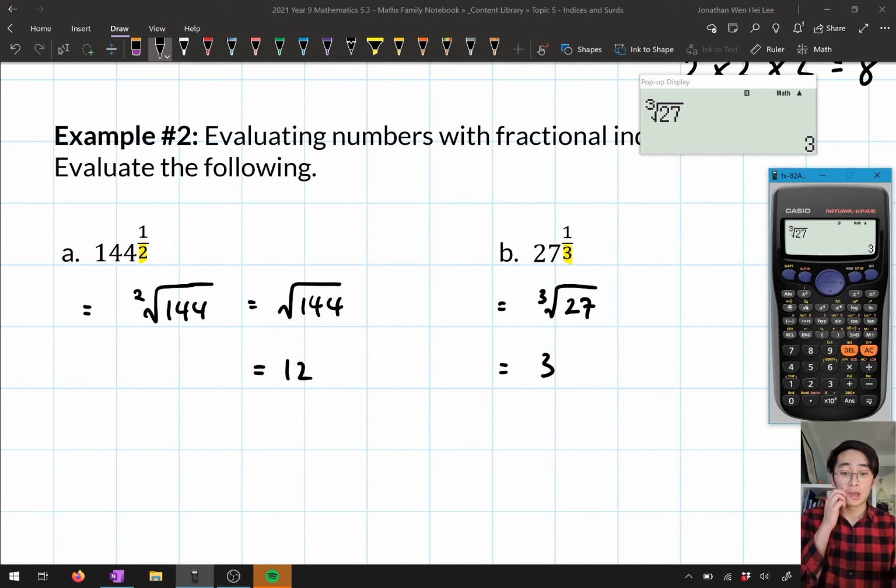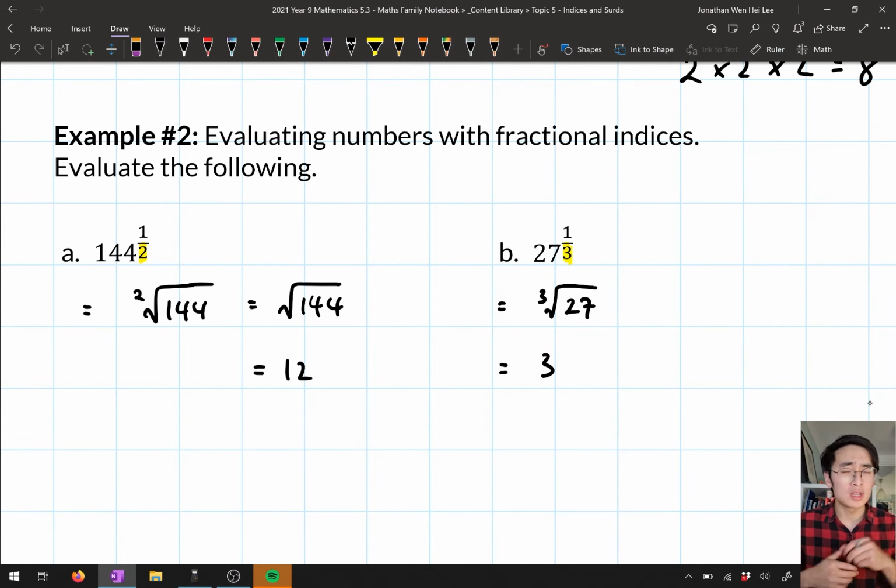So there we go. Sometimes when you get given a number with the fractional index or indice, you can actually evaluate it, particularly when you notice that it's a cubed number or a square number. So those are the ones that we want to look out for in particular. Okay, so here we were able to actually evaluate a few numbers using our fractional index.